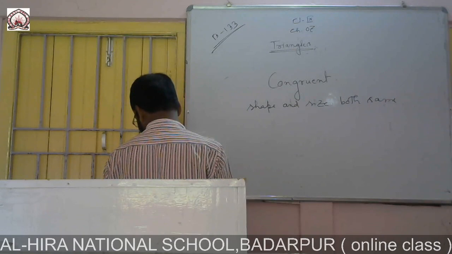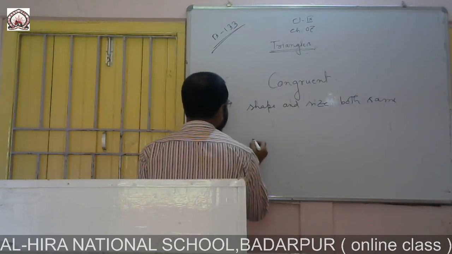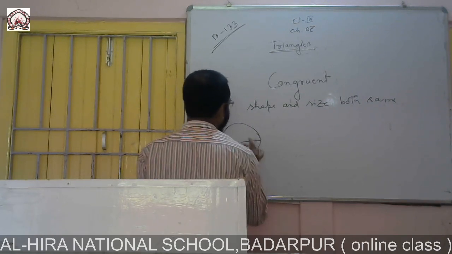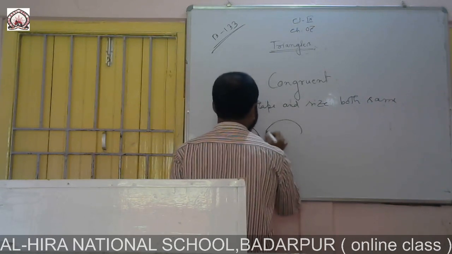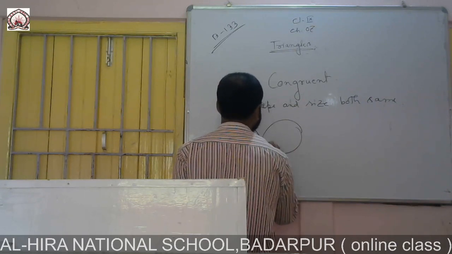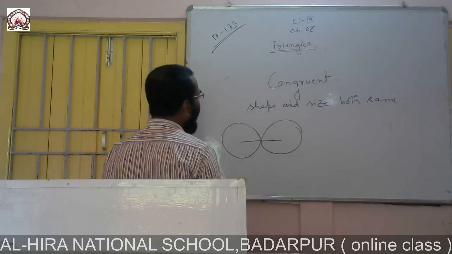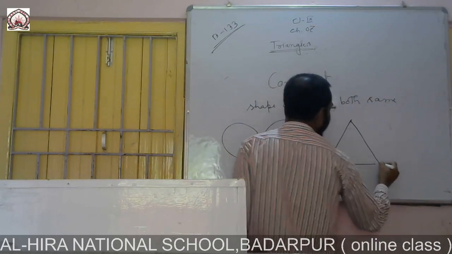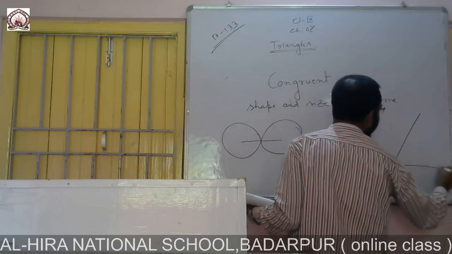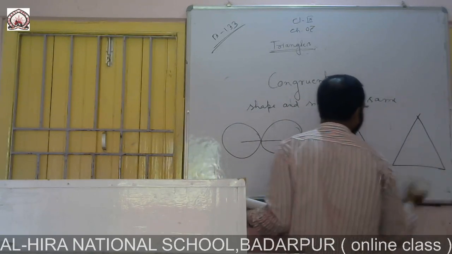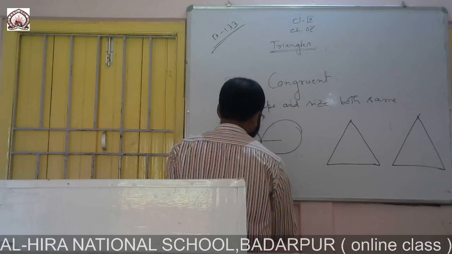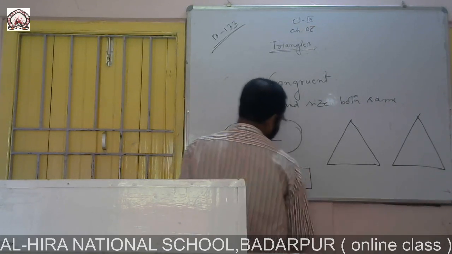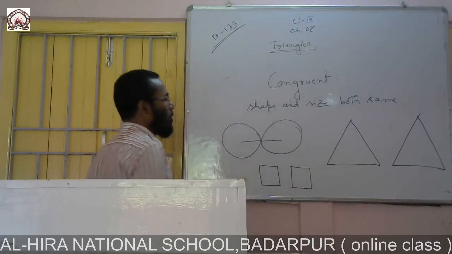Suppose this is a circle and this one is another circle with the same radius. So we may say these two are congruent circles. This is a triangle and here is the same triangle, so we can say they are congruent triangles. Suppose this one is a square and here is the same square, so we can say they are congruent squares.